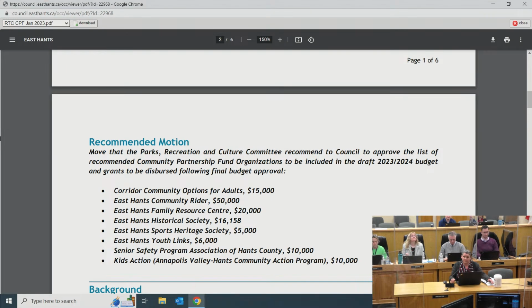Seeing no one left. Oh, Councillor Mitchell. Thank you. Just to follow up on the senior safety program, since East Hants doesn't have a coordinator, is that going to affect things going forward with that program?